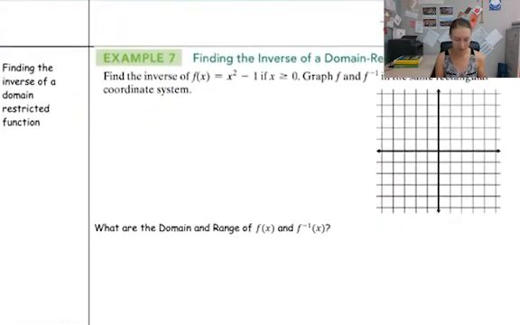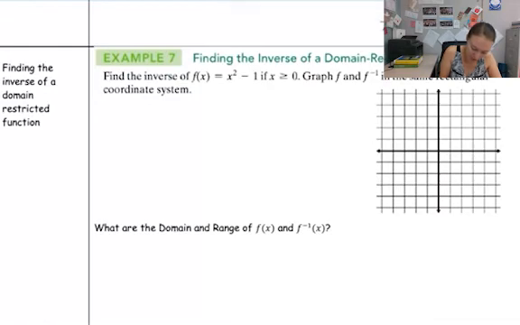So finding an inverse of a domain restricted function, we're going to do kind of everything together here. We're going to find the inverse. That means find the inverse equation. We have domain restrictions, and then we're going to graph it. We're going to look at the graphical properties of those two functions, and then talk about the domain of both. So all of it together in one example here.